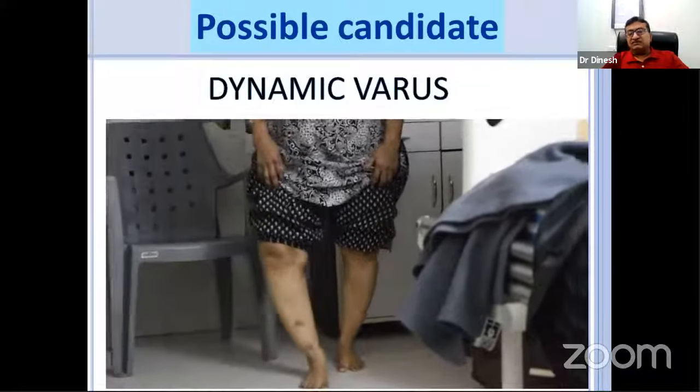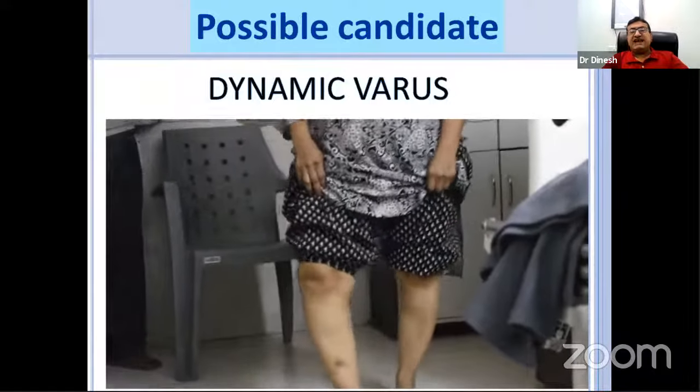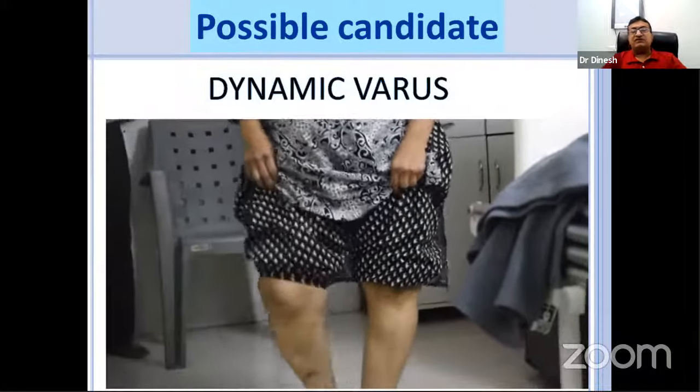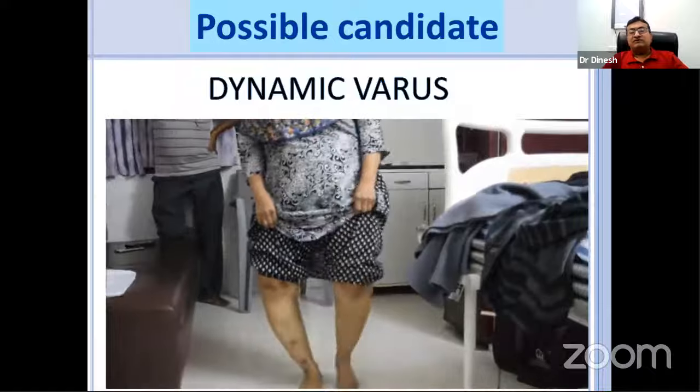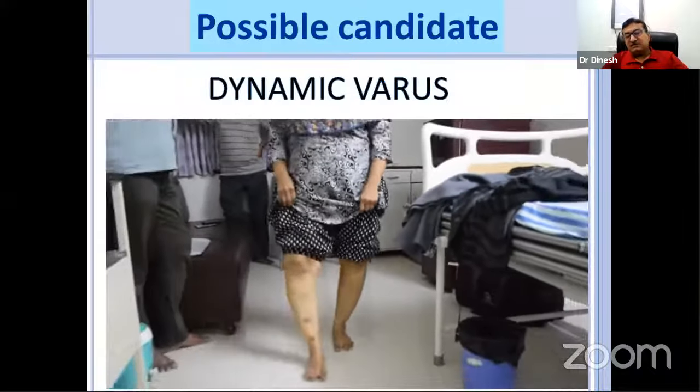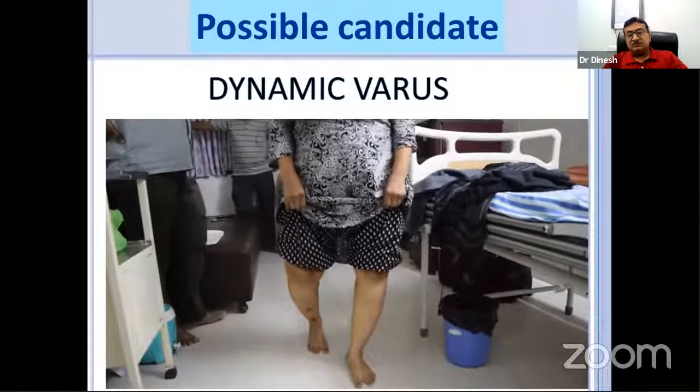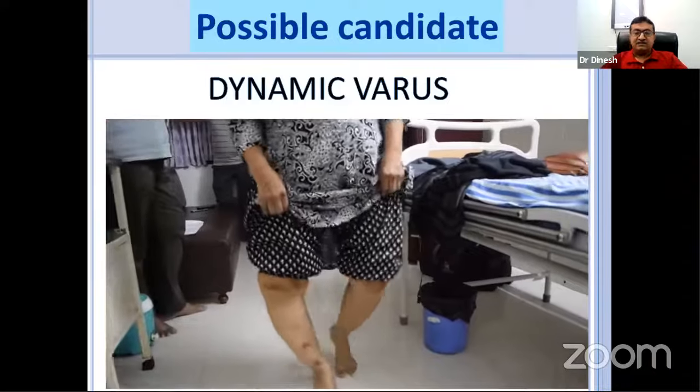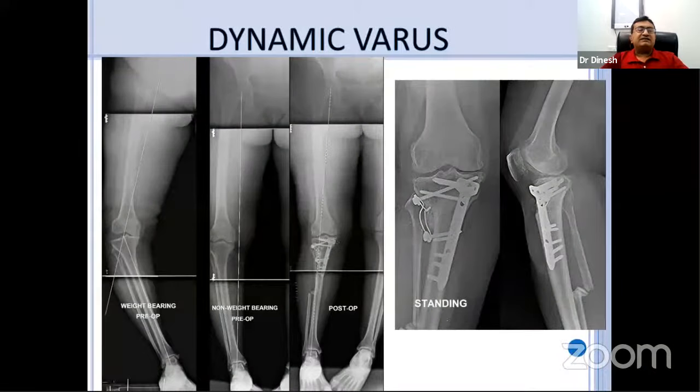Here is not a stable joint. We can see there is a dynamic varus. When she puts weight on her right lower limb, the varus increases. So this is a dynamic varus. And if we take a full length X-ray in weight bearing, we can see there is a huge opening of the lateral joint space.